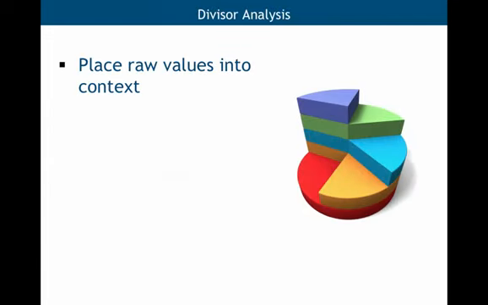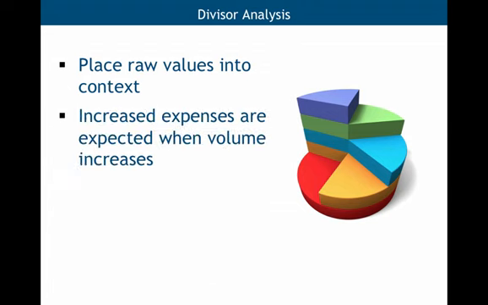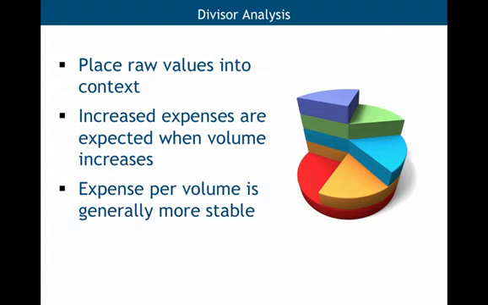Divisors help us place raw values into context. Common sense dictates that increased expenses are expected when volume increases. And what divisors do is they create expense per volume numbers, which are generally more stable to look at. And those divisors, as you'll see in a minute, are completely configurable by anything that makes sense to your organization.